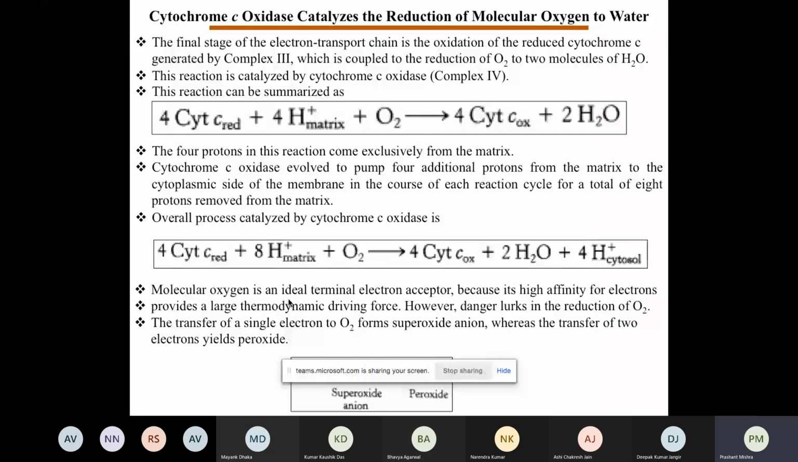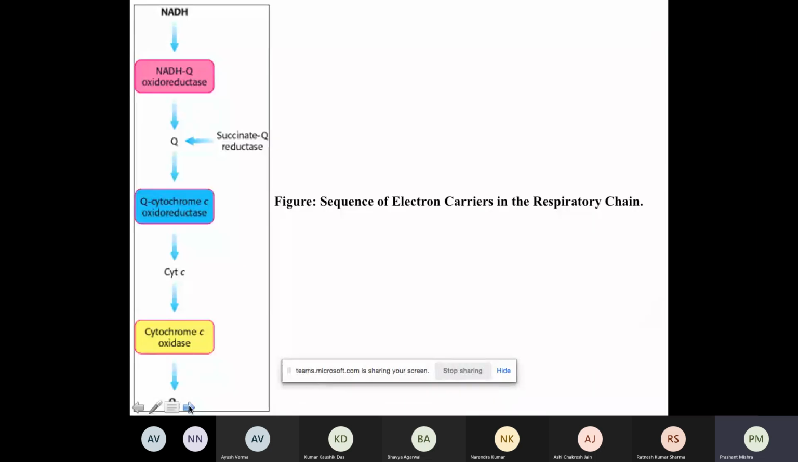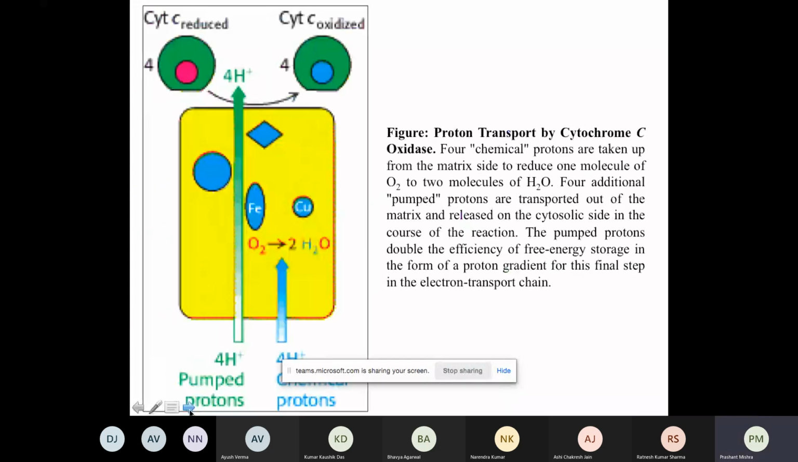However, there is a problem. If the transfer of a single electron occurs to molecular oxygen, you get superoxide. And if there is transfer of two electrons, you get peroxide. So these are the reactions which are occurring inside the body, and that could lead to some kind of problem inside the body. So this is to recapitulate how the electron moves from NADH to molecular oxygen. If you have any question, I can address that.